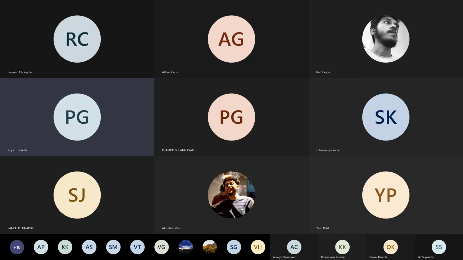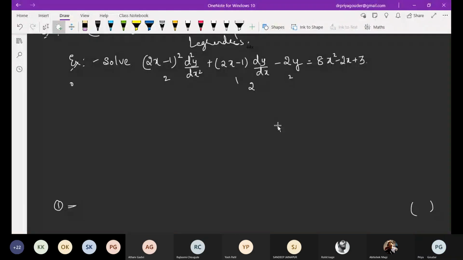Hope the screen is visible. Is the screen visible?